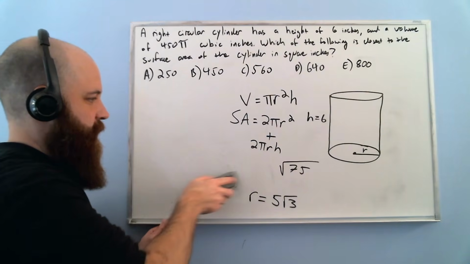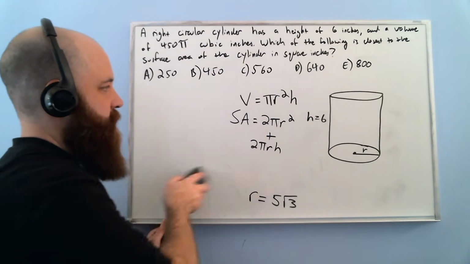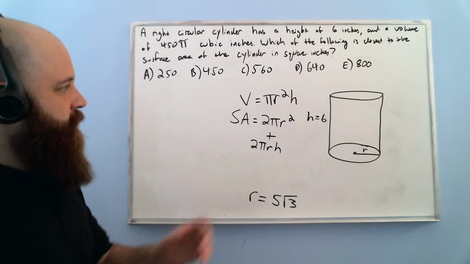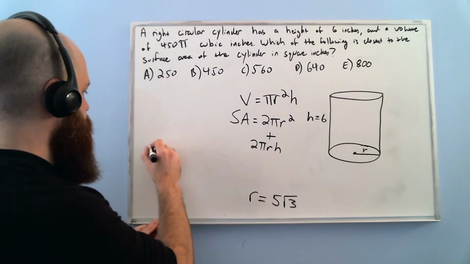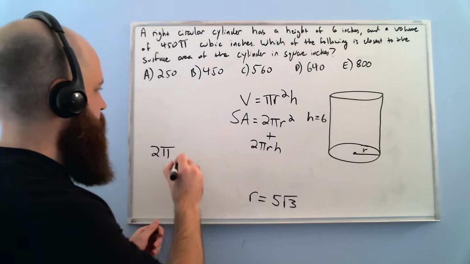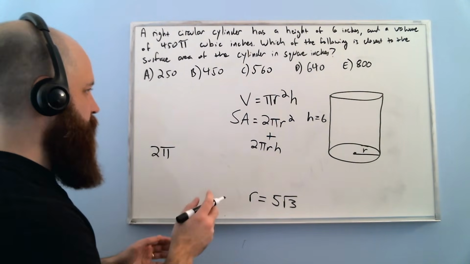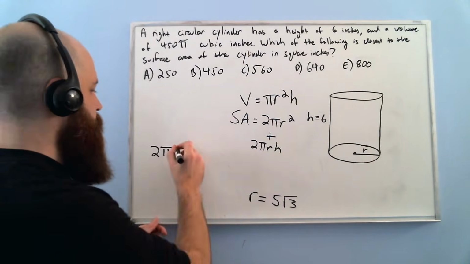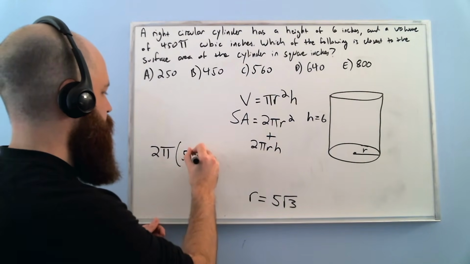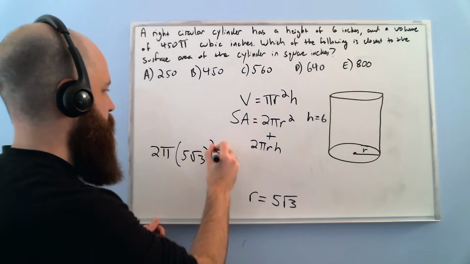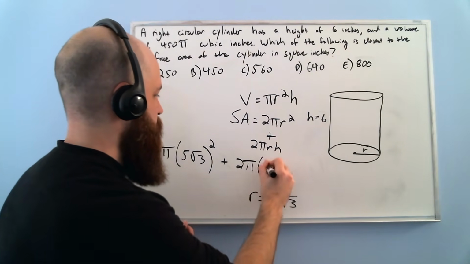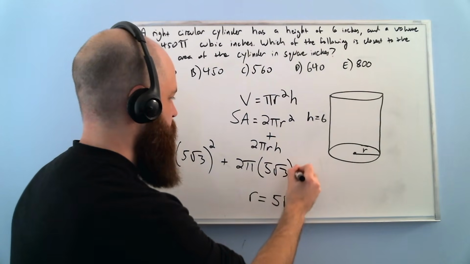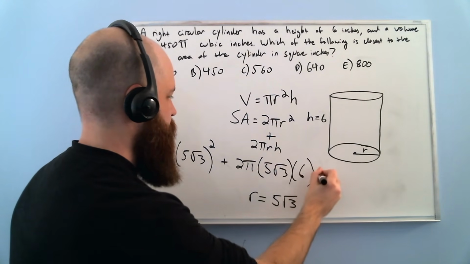So to get the surface area, I need to do 2 pi r squared plus 2 pi r h. I'm going to write this all out and take my time with each of the calculations so I don't make a careless error. So the radius is 5 root 3, squared, plus 2 pi, the r is 5 root 3, times the height, which is 6.